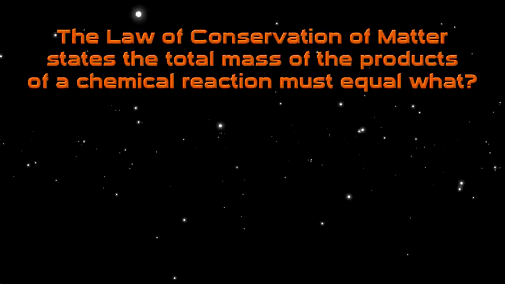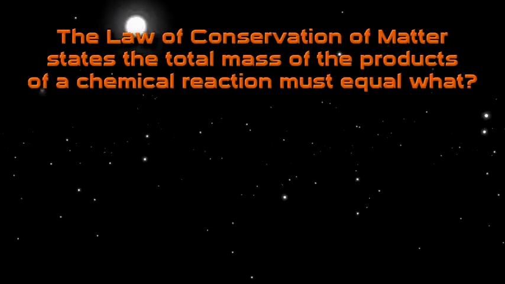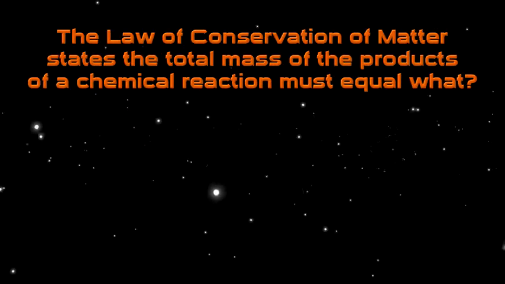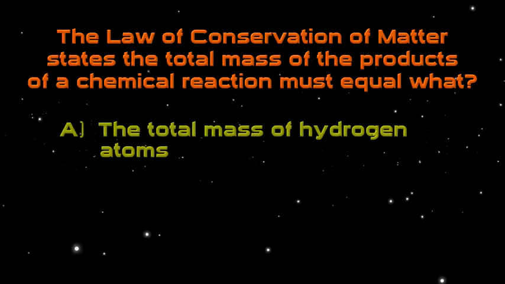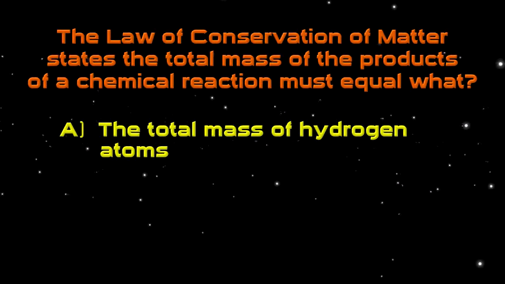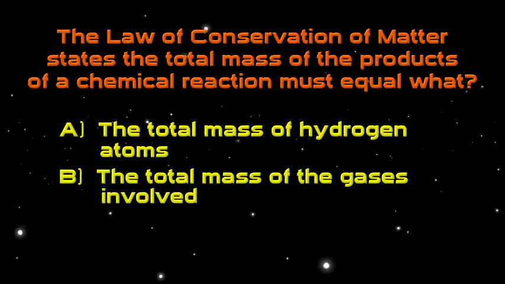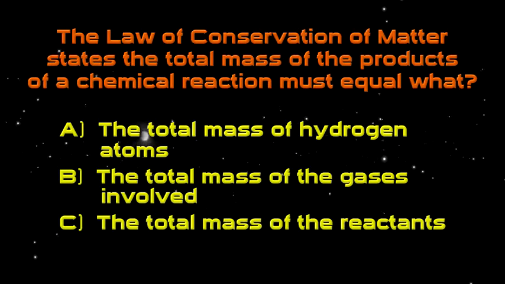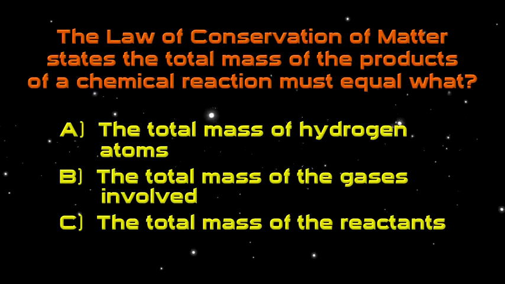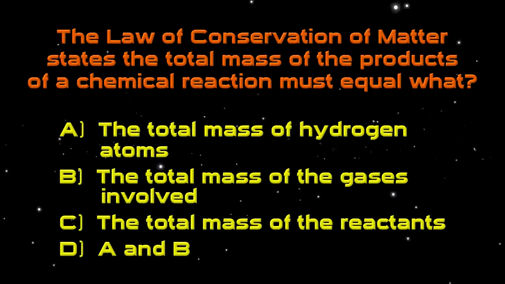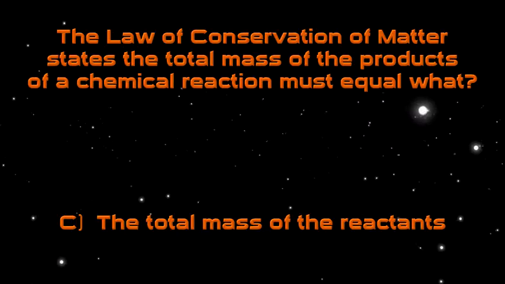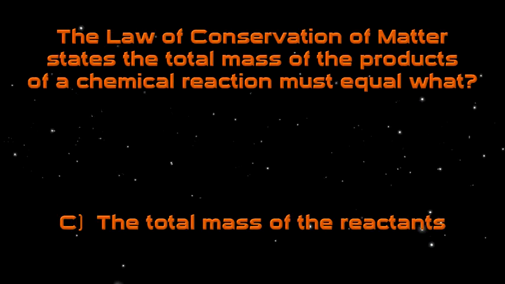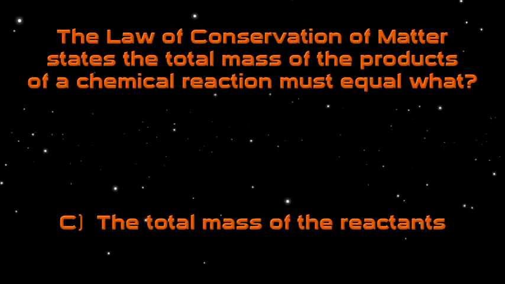Let's review. Question 1. The law of conservation of matter states the total mass of the products of a chemical reaction must equal what? A. The total mass of hydrogen atoms. B. The total mass of the gases involved. C. The total mass of the reactants. D. A and B. The correct answer is C. The total mass of the reactants must equal the total mass of the products.